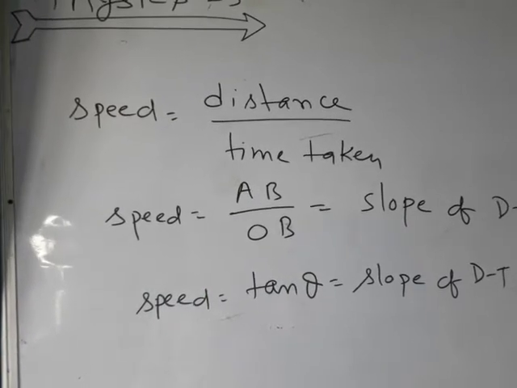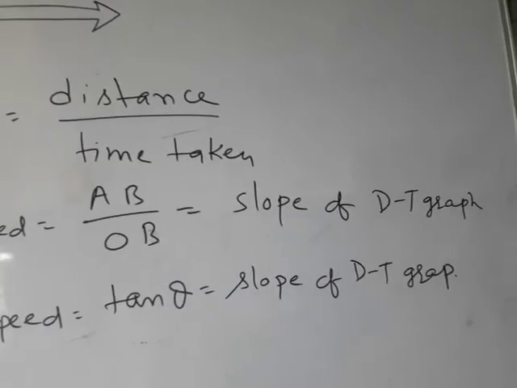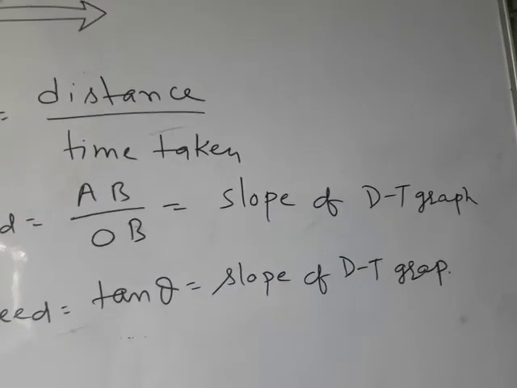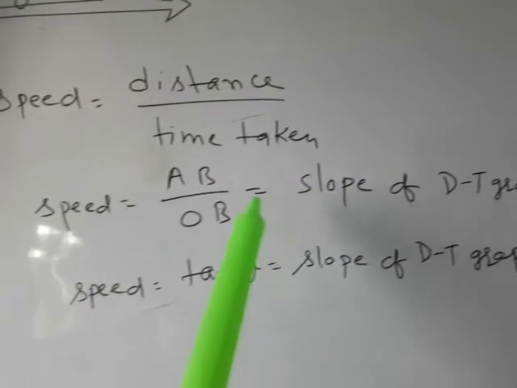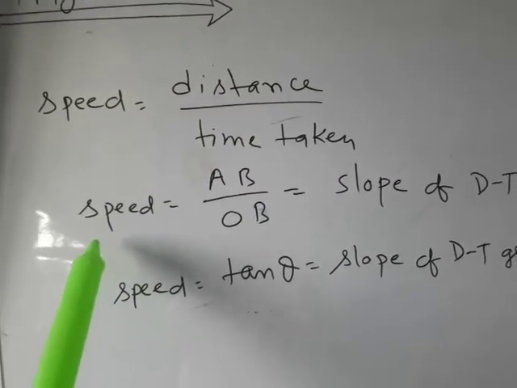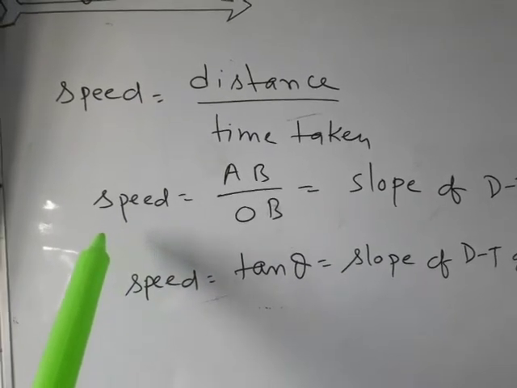Dear students, this ratio is called the slope of the dt graph. It means the slope of the dt graph gives the value of the speed of a moving body in uniform motion.